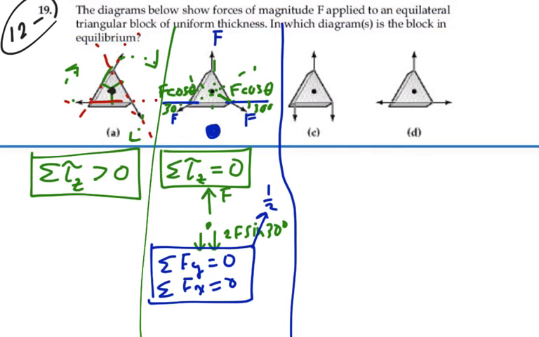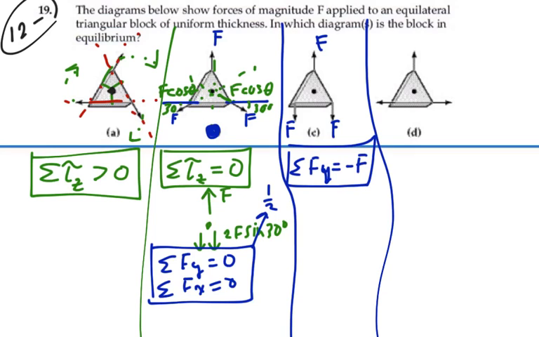Let's look at C just to make sure. We have F going down, F going down, F going up. There's 2F going down, 1F going up. The summation of all the forces in the y direction is going to equal a negative F, at least in the j direction. So there is a net force down, and hence this is not in equilibrium.